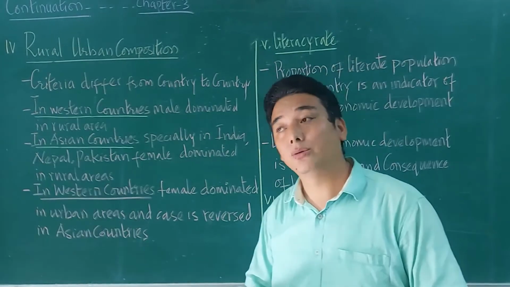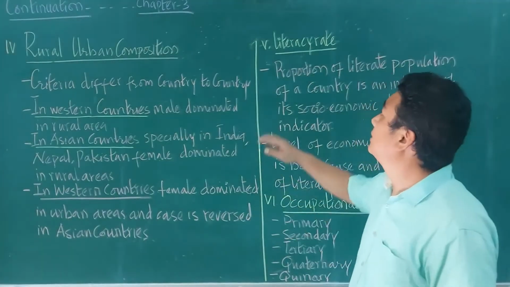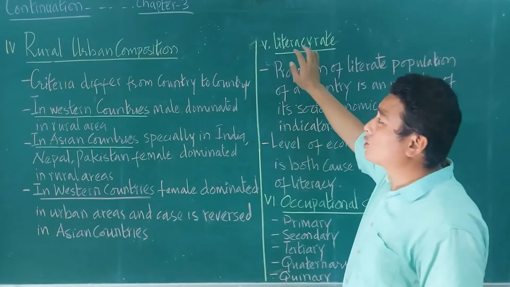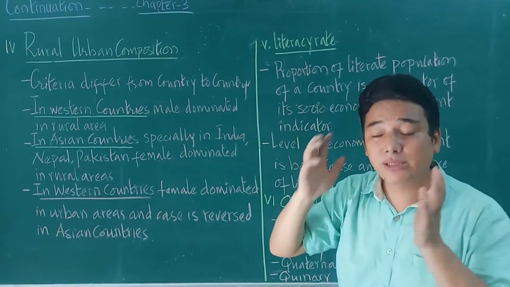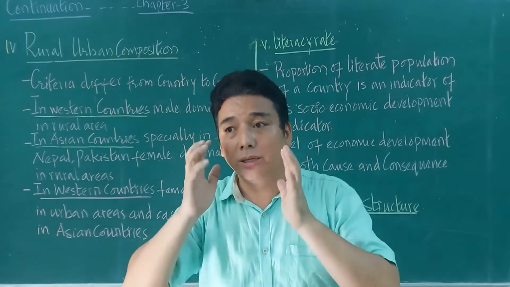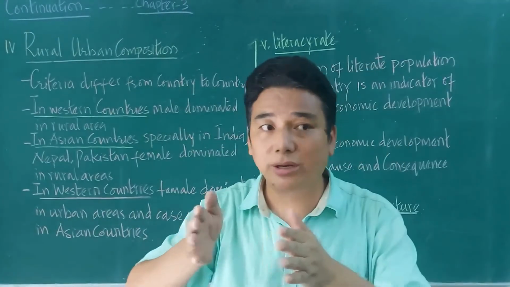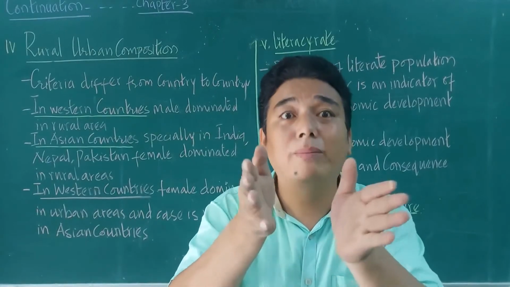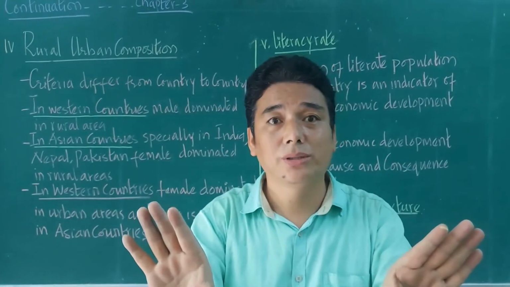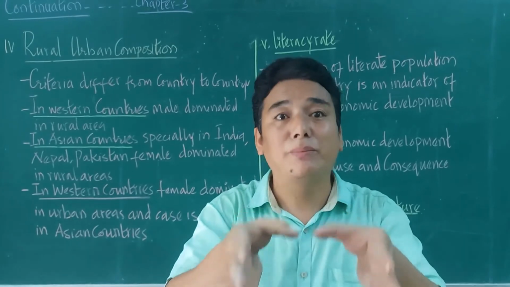All those parts we will discuss later. And next, a composition of a population is literacy. Literacy rate: how many people are educated and how many people are uneducated? Accordingly, we can plan for education, or for educating the people.